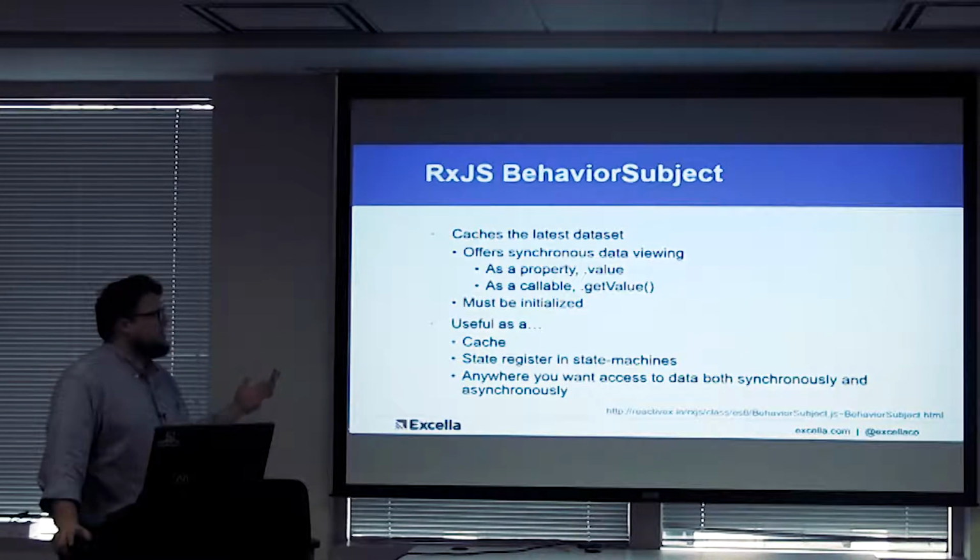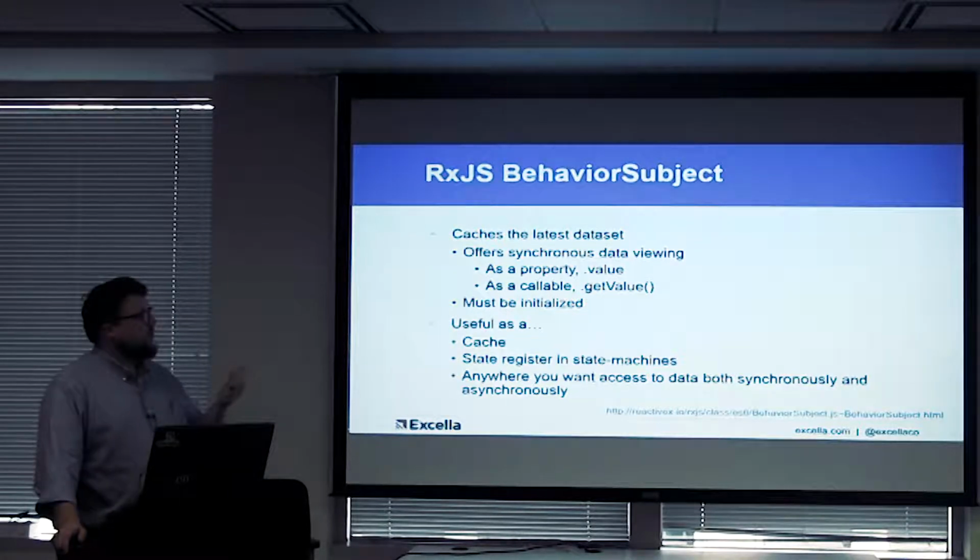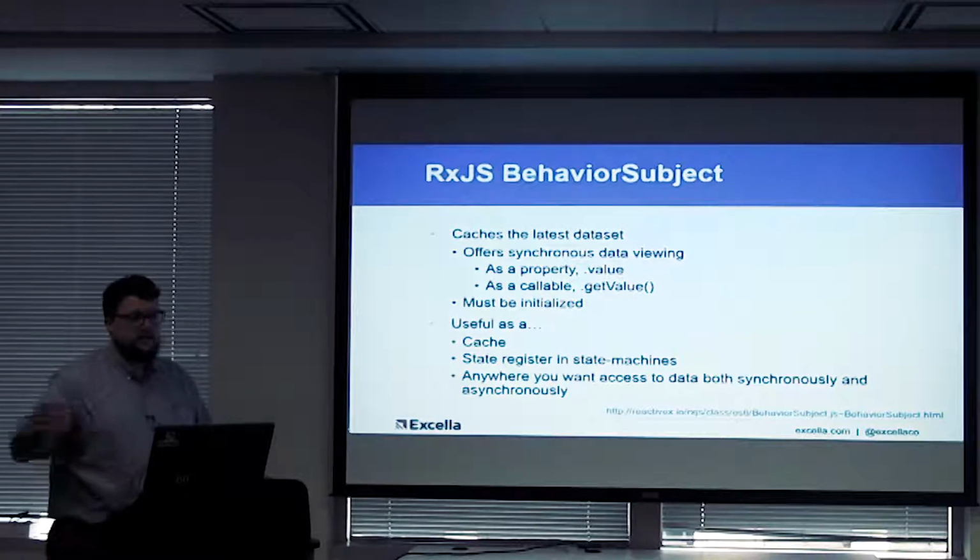Behavior subjects are an extension of a subject, and if you look at the source code, it literally extends subjects. And what it does is it adds a cache, which is cool. Behavior subjects offer synchronous data viewing of whatever's currently in the cache. So if you need a cheap way to convert from asynchronous to synchronous, check out a behavior subject. It's cool. You can get the value as a property or as a callable. So if you have some reason you need to use a callable, you need to pass it off to a function. Hey, when you need data, call this to get it.